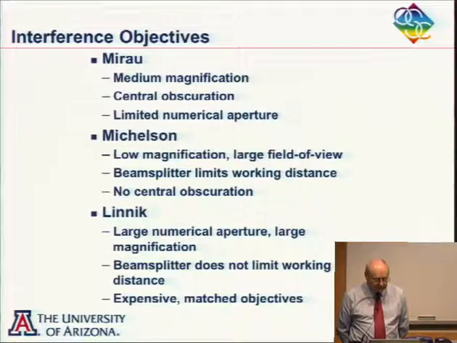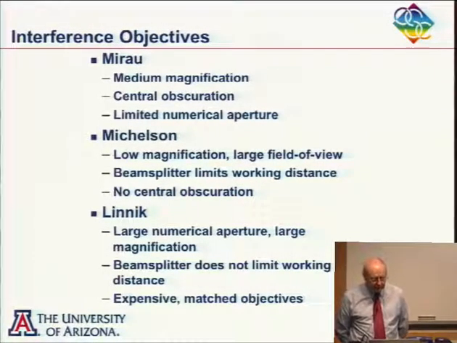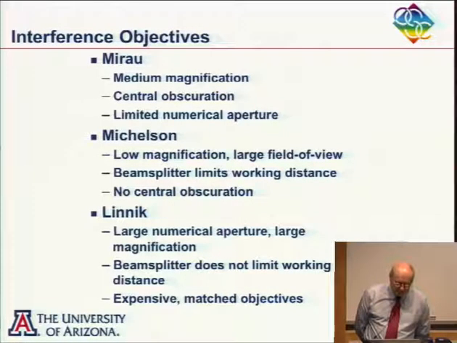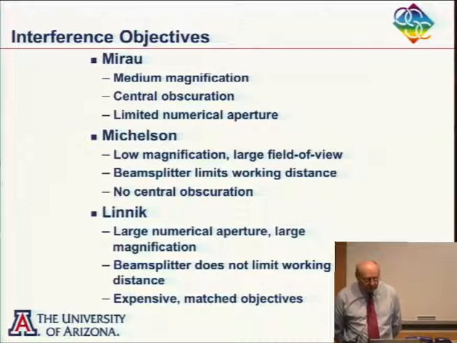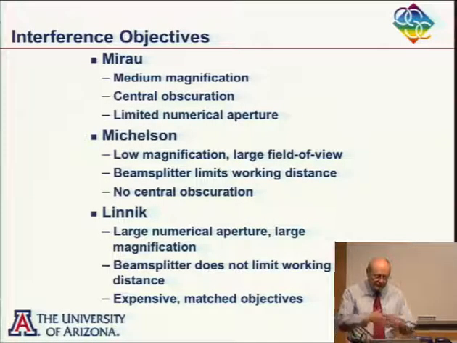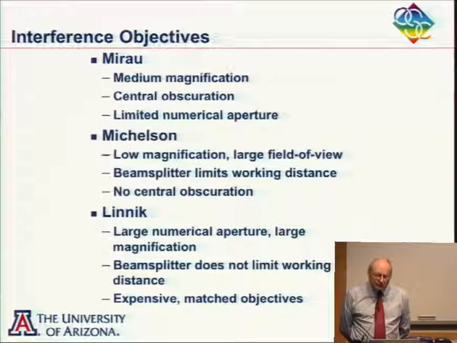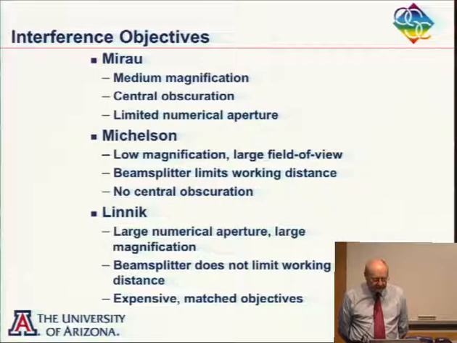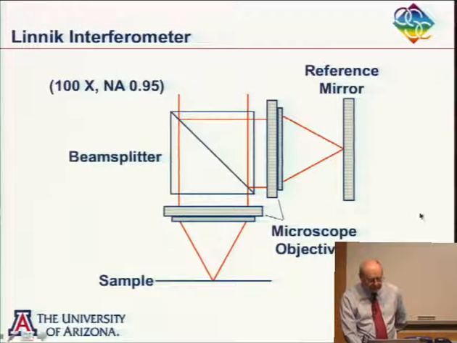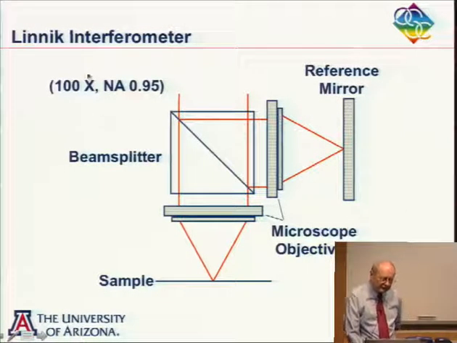And then the Linnik, you generally use it for large numerical aperture, large magnification. The beam splitter comes before the lenses, so it doesn't limit the working distance. And generally they cost a lot of money because you have to have two objectives instead of one, and they generally have to be selected objectives so they match one another.